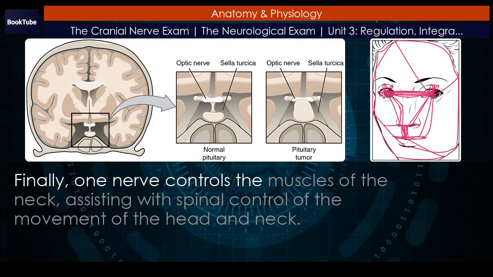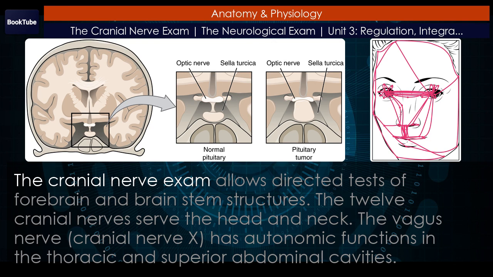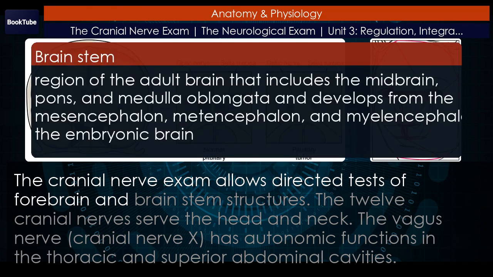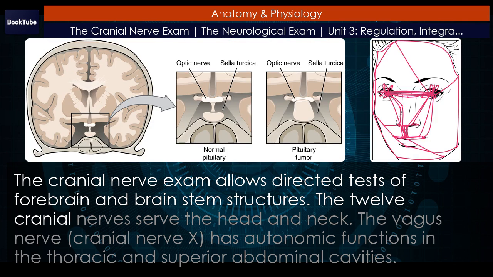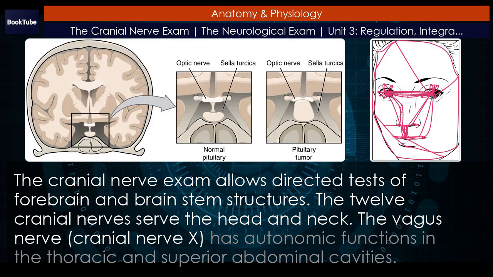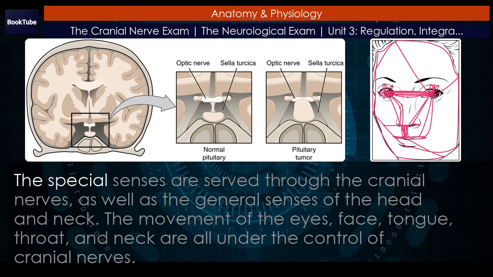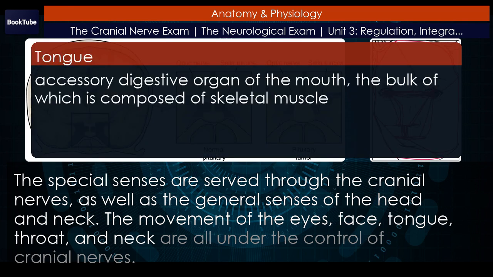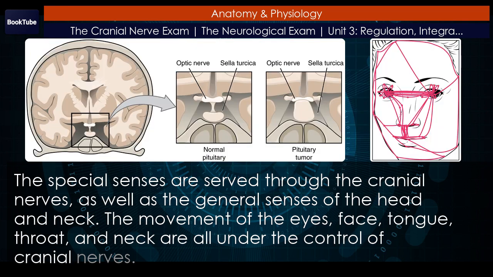Finally, 1 nerve controls the muscles of the neck, assisting with spinal control of the movement of the head and neck. The cranial nerve exam allows directed tests of forebrain and brainstem structures. The 12 cranial nerves serve the head and neck. The vagus nerve, cranial nerve X, has autonomic functions in the thoracic and superior abdominal cavities. The special senses are served through the cranial nerves, as well as the general senses of the head and neck. The movement of the eyes, face, tongue, throat, and neck are all under the control of cranial nerves.